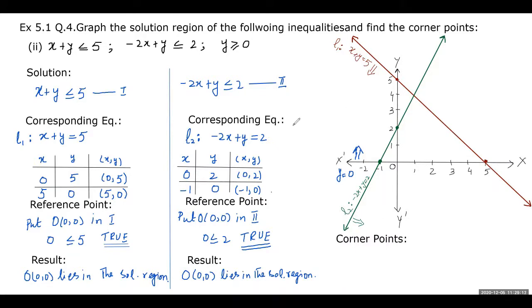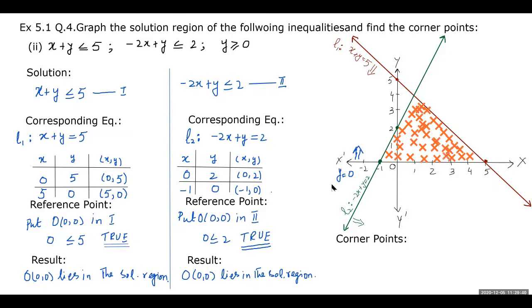Now you have to shade the common area of all these three. The shade of this first one is above it. This one here. This one here. So what will be the result? I will get this as my shaded portion. This is going to be our answer.